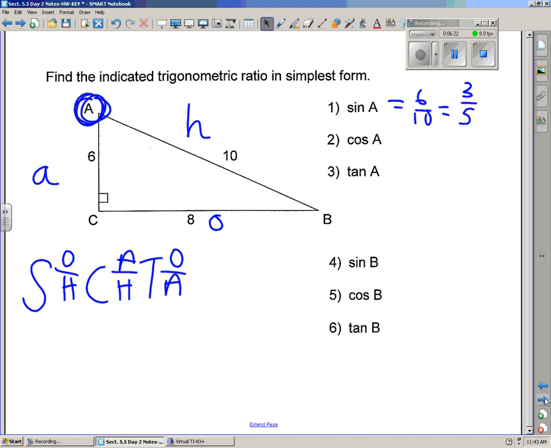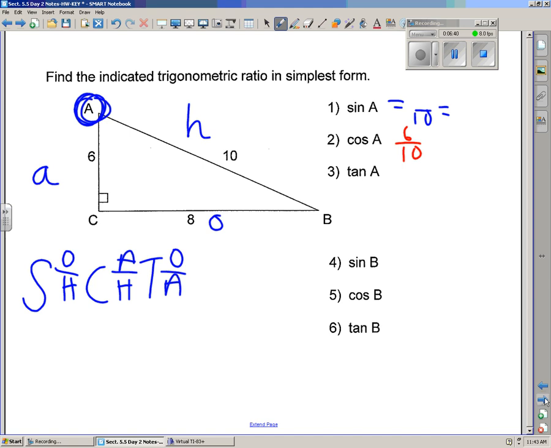Cosine of A ends up being adjacent over hypotenuse. Did that again. So hold on, I think I messed this one up. Let me back up for a second. This should be 8 over 10, right? So let's go back up. That is a little problem.